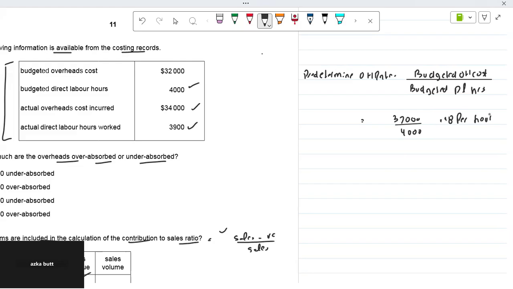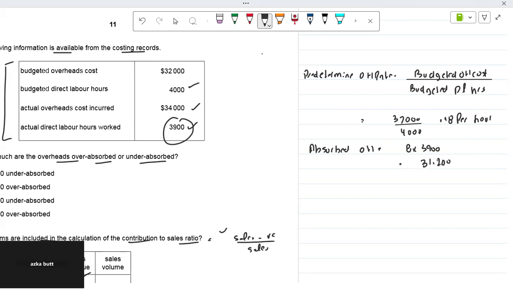Now we are going to calculate the absorbed overhead. The absorbed overheads are calculated by multiplying the predetermined overhead rate by the actual direct labor hours worked. The actual direct labor hours worked is 3,900 hours, and the predetermined overhead rate is $8 per hour. So the absorbed overheads are equal to 8 multiplied by 3,900, which is equal to 31,200.